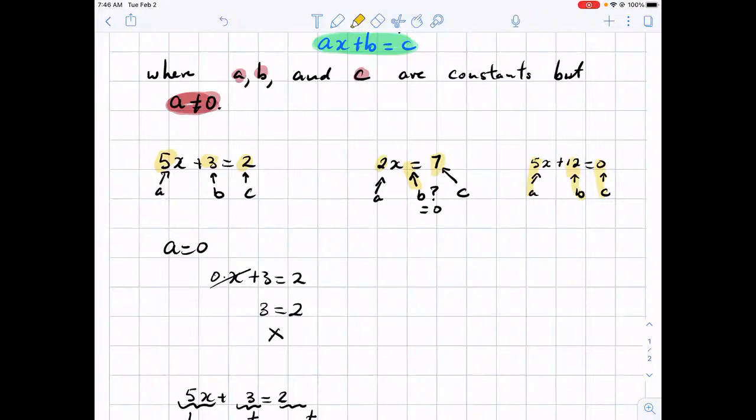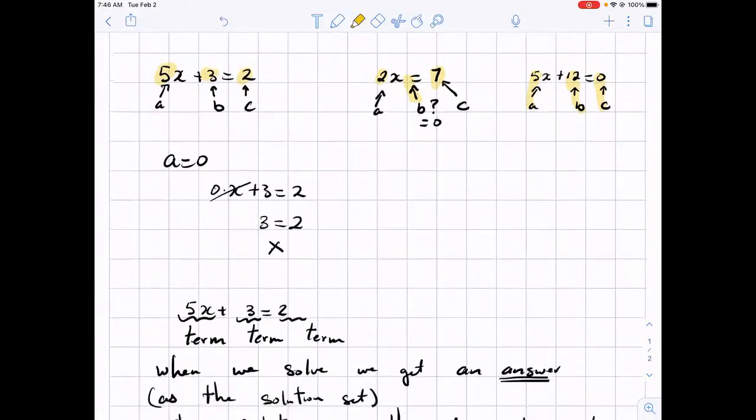So that's the reason we say that a cannot be 0, because if a is 0, we'll have 0 times x plus 3 is equal to 2. 3 is equal to 2, and we know this is not a correct statement.